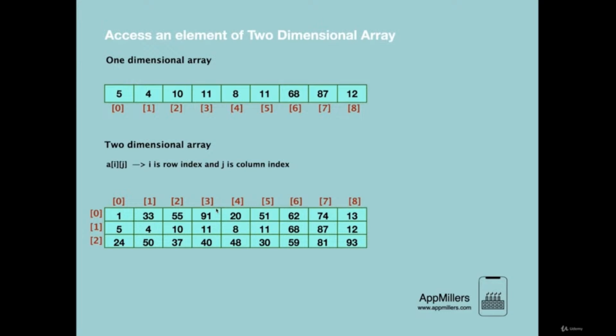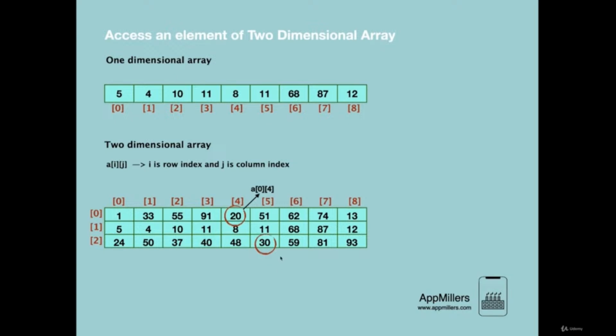So to access any given element in a two-dimensional array, the syntax is like this. The first index is I, which represents the row index, and the second index, which is J, represents the column index. For example, if I want to access an element over here, first we need to find the row index, which is, as you see, 0, and then the column index, which is 4. So to access this element, we need to write something like this. Here 0 is the row index, 4 is the column index, and A is the name of the array.